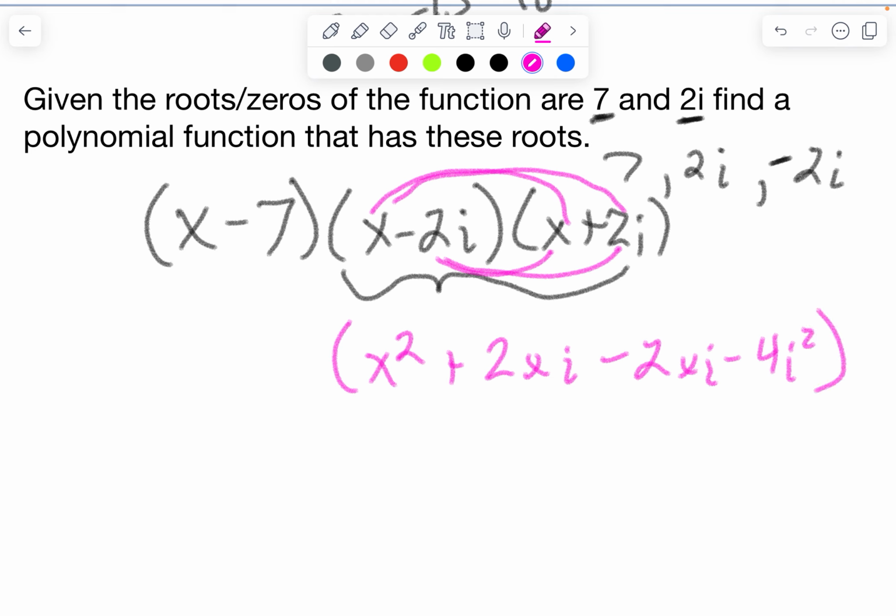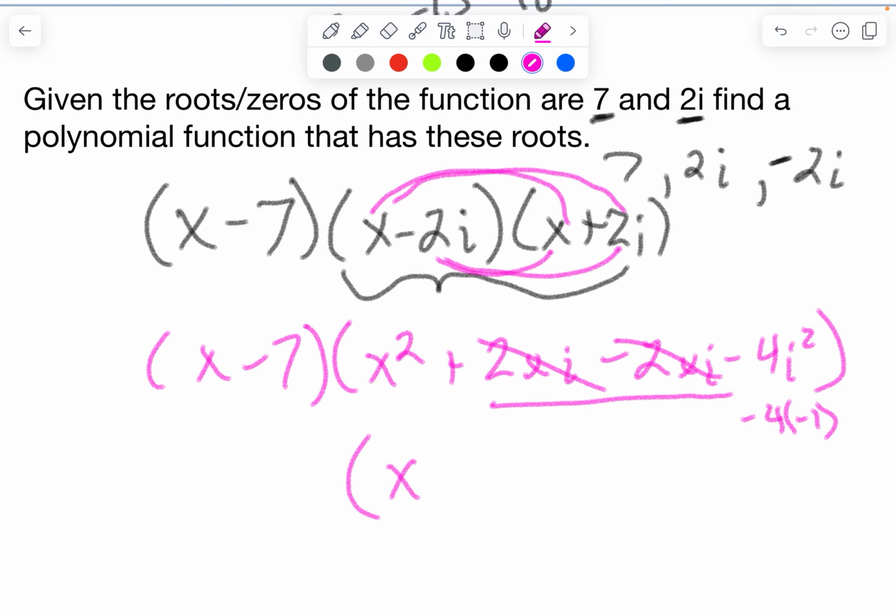Or maybe you have a calculator that can do these for you, however you have it. Well, these two in the middle cross out. That's 0. Not always does that happen, but here it does because they're conjugates. i squared is negative 1, hopefully. And so this is negative 4 times negative 1, which is positive 4. So this thing becomes x squared plus 4 times x minus 7.